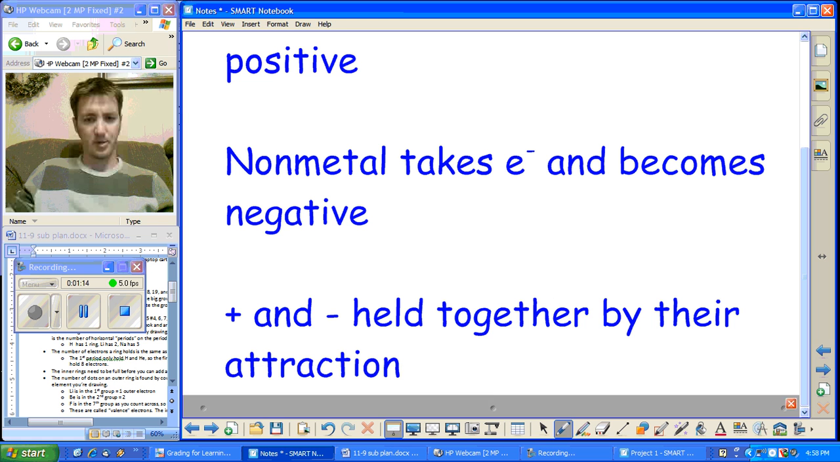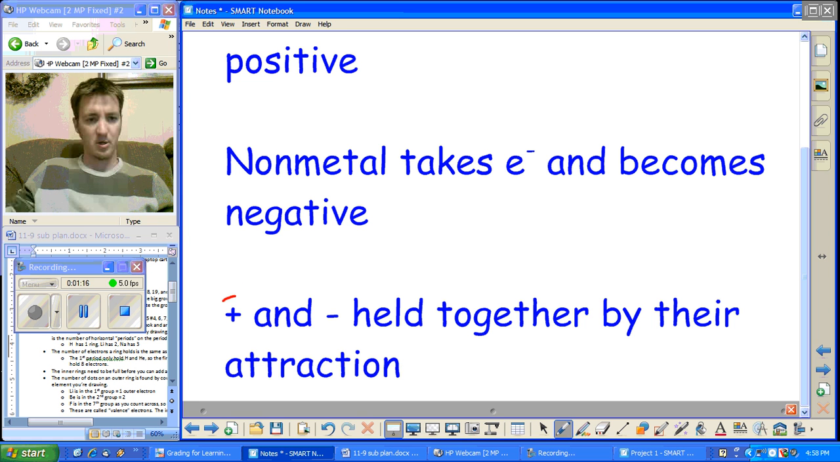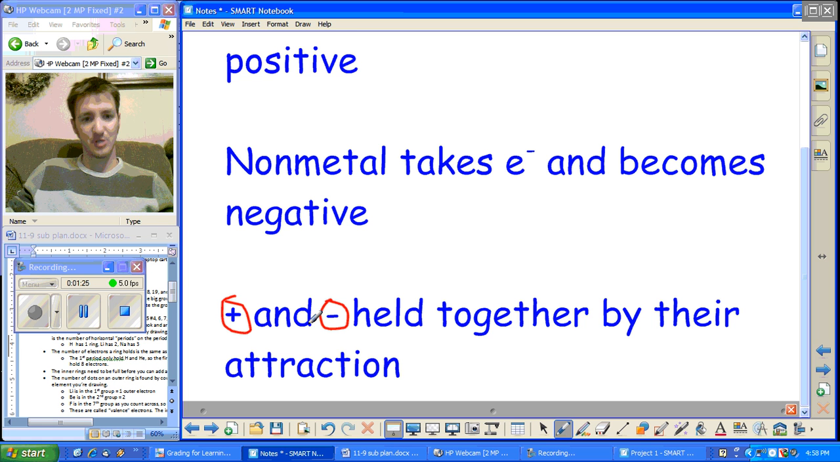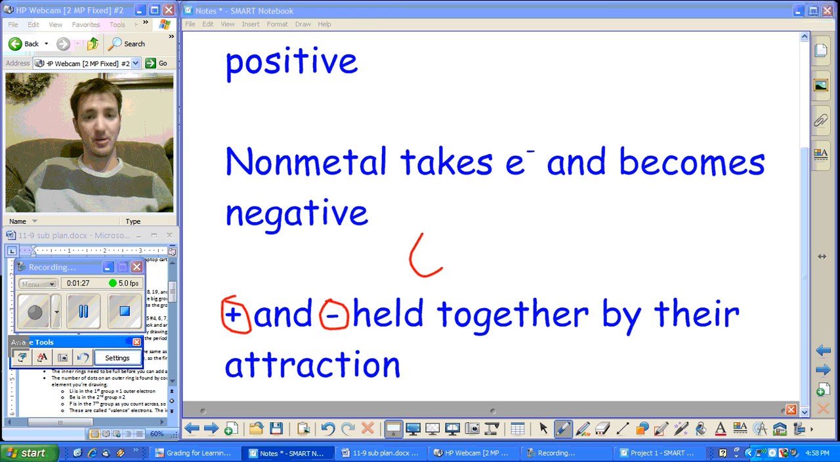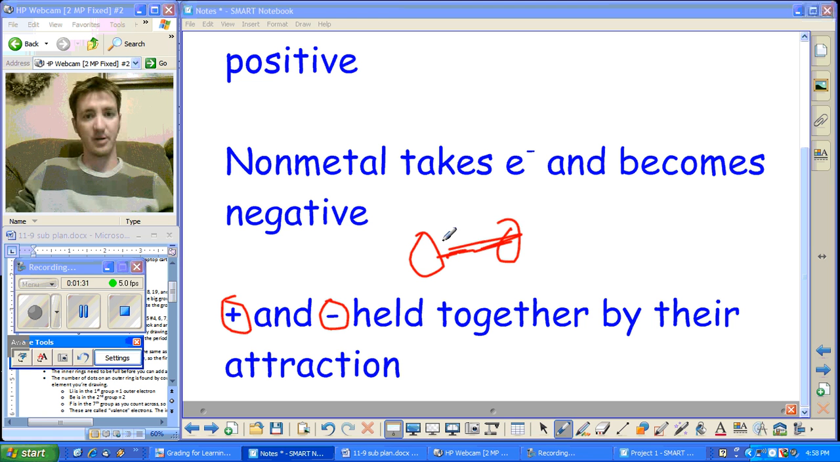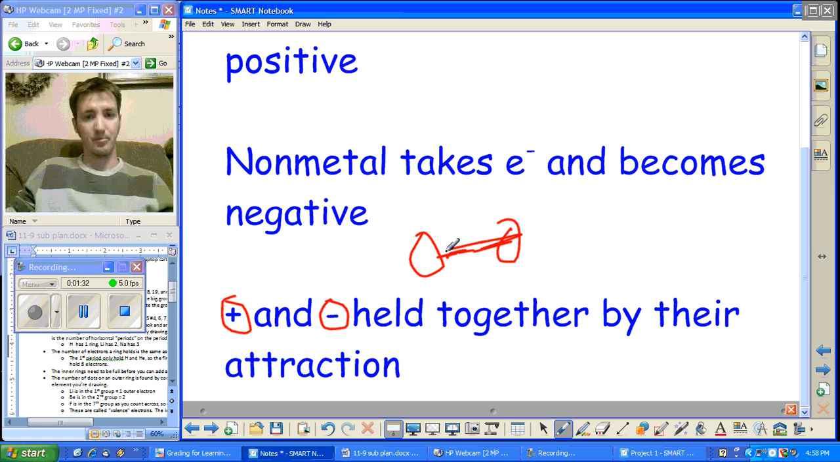The new idea with this is when you make your positive ion, your cation, and your negative ion, which is your anion, they are going to be held together by the attraction of the positive and the negative. So they don't have anything like just linking the two atoms. There's nothing holding them physically together, but they just have this shared attraction toward each other because one's positive, the other one's negative.